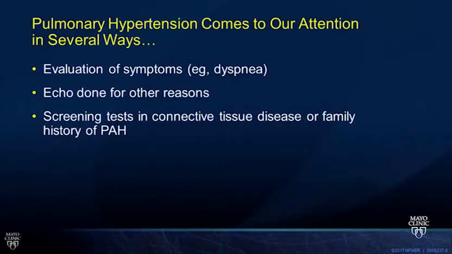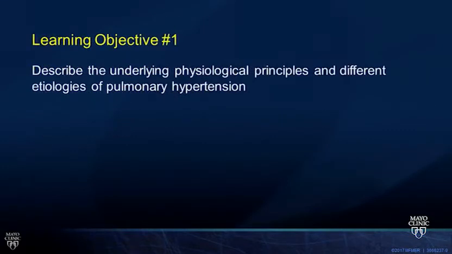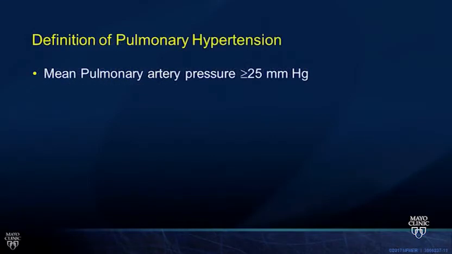So how does PH present? Sometimes with symptoms, often dyspnea, sometimes syncope. Quite often, the patient has had an echo for other reasons, and an incidental finding of elevated RV systolic pressure is noted. And sometimes as part of screening tests for connective tissue disease or patients with a family history of pulmonary hypertension. So our first learning objective: describe the underlying physiological principles and etiologies.